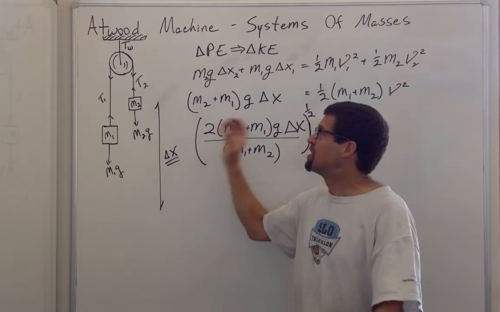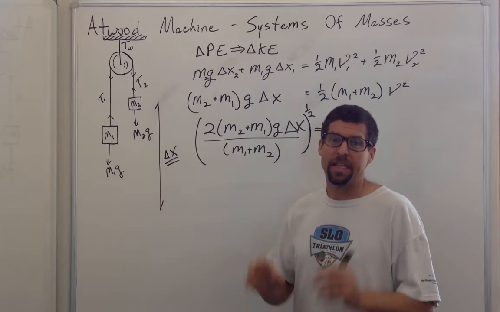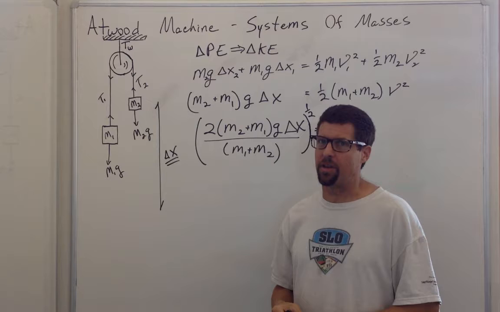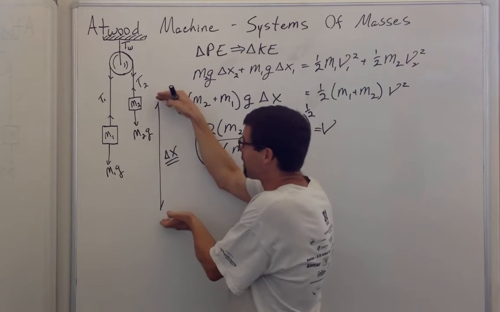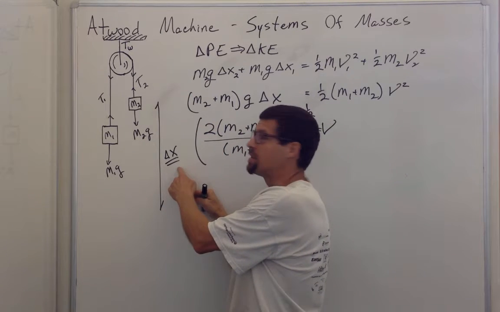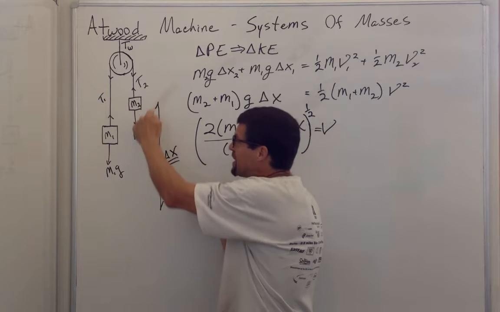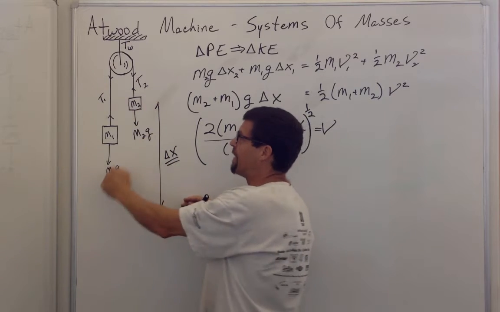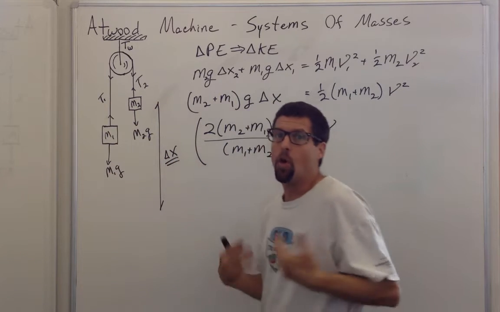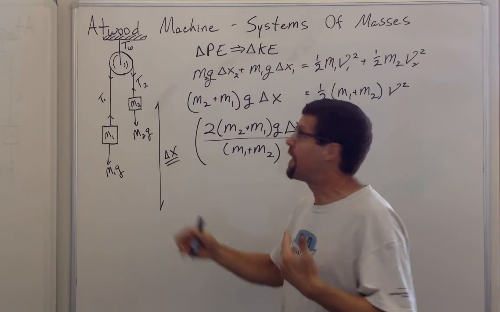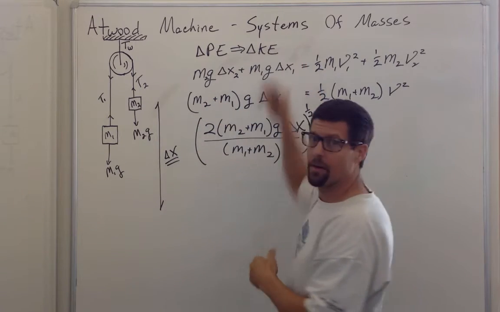One way to solve this system of masses is to look at this through a lens of energy. So let's let it fall a certain distance, delta x, and we recognize this would lose potential energy and this one would gain potential energy. Where does that energy go? That energy would be translated to kinetic energy.